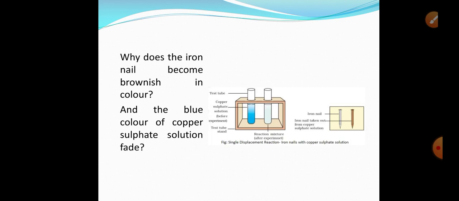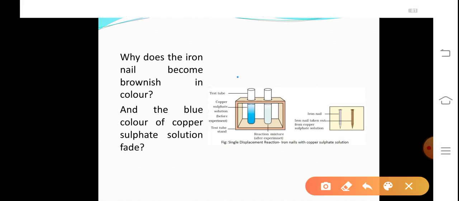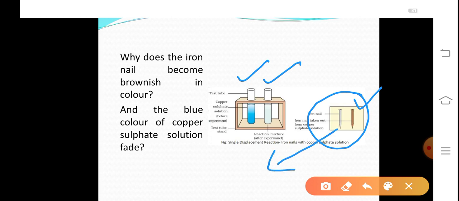So these are the observations. We have two test tubes, one with proper blue color and the other with faded blue color. And we have two iron nails. One is brown in color, which was immersed in the test tube and kept for 20 minutes, and the one which is placed aside is normal silver in color.